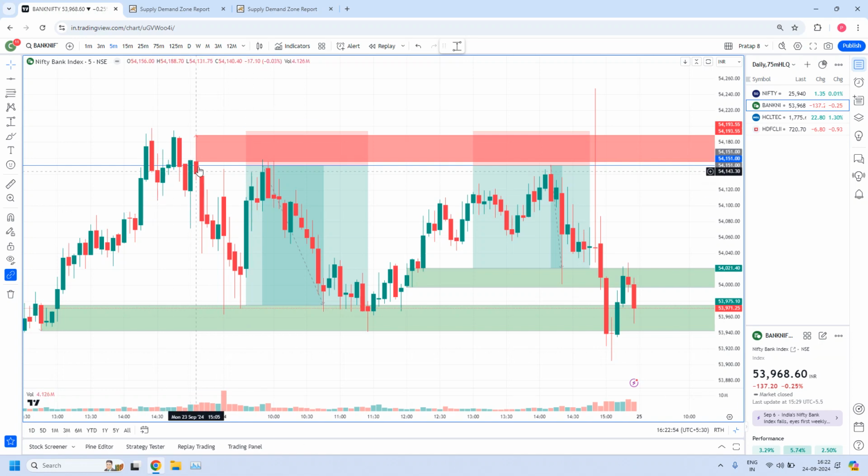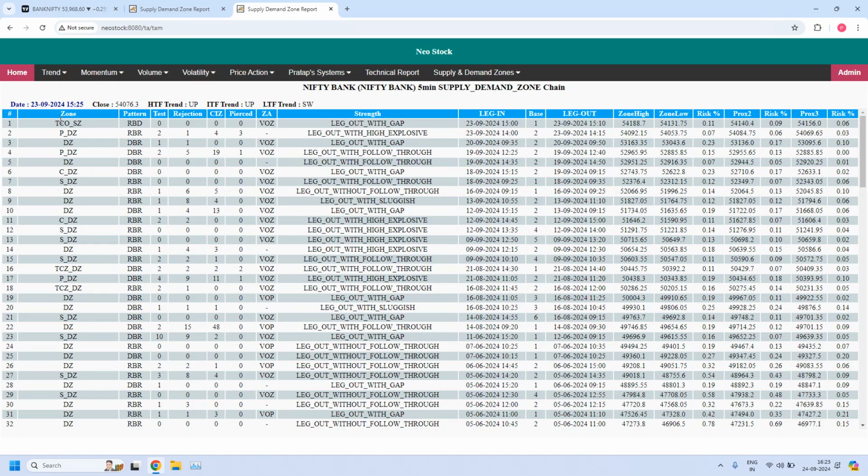And if you look into this, okay, we identified manually, but anyway our software is helping. Every day I am publishing the supply demand zone chain for NIFTY and Bank Nifty. See here, in NIFTY, only one supply zone is there. It is yesterday's report I have displayed this.